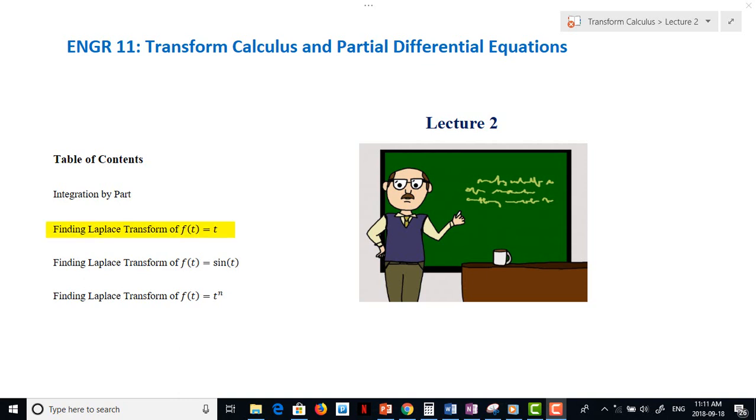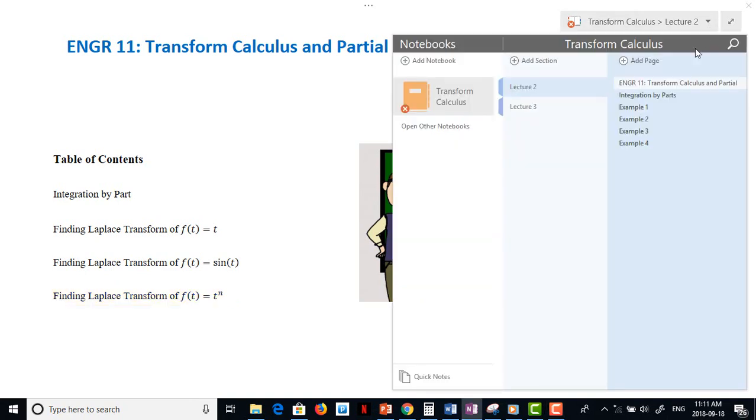So we start with the Laplace transform of a ramp function, f(t) equal to t. Then we find the Laplace transform of a sinusoidal function, so it's f(t) equal to sine t. And at the end, you will find the Laplace transform of t to the power of n. So let's start with integration by parts.